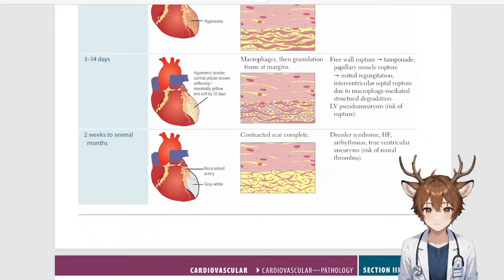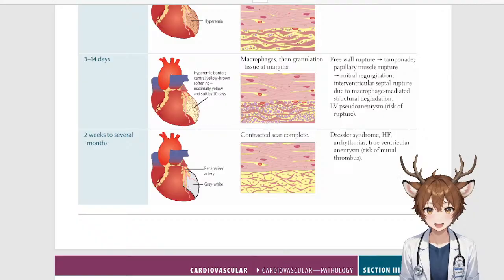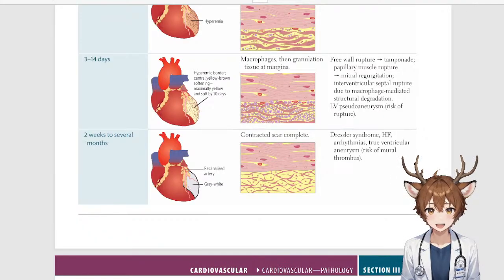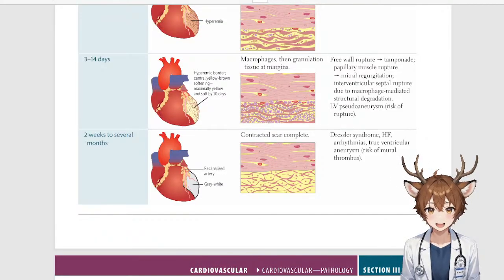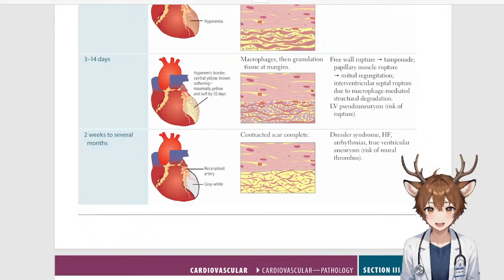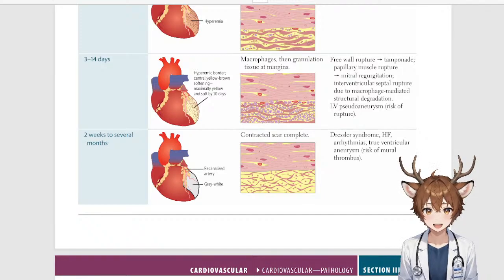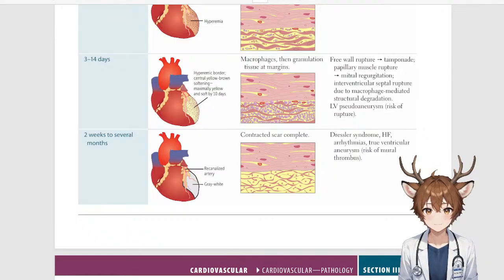It says here, 3 to 14 days: hyperemic border, central yellow-brown softening. This is macrophages, then granulation tissue at margins. What are the complications of this? Free wall rupture, leading to tamponade. Papillary muscle rupture, leading to mitral regurgitation. Interventricular septal rupture due to macrophage-mediated structural degradation, leading to left to right shunt. Left ventricular pseudoaneurysm, risk of rupture.